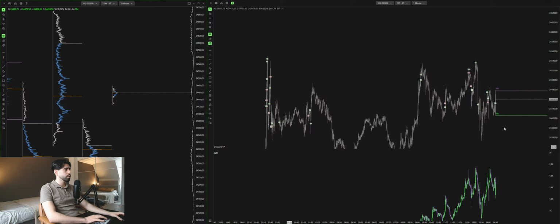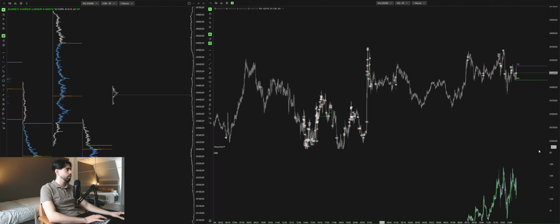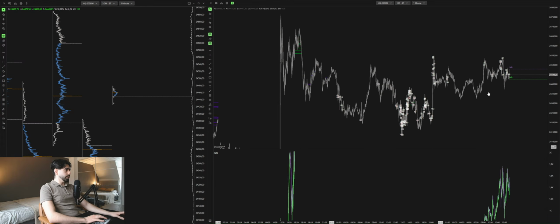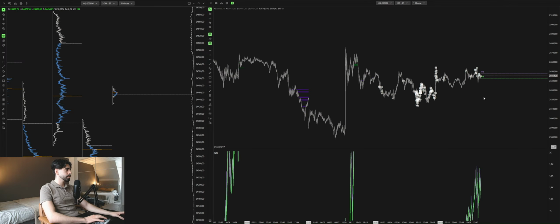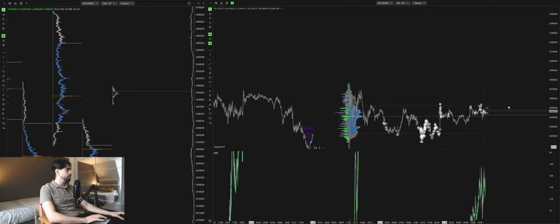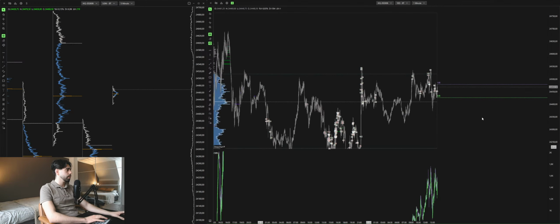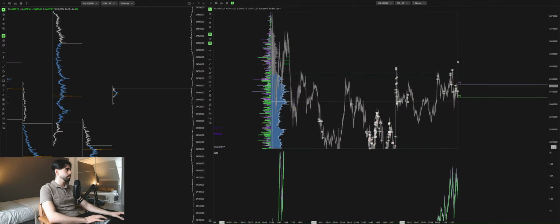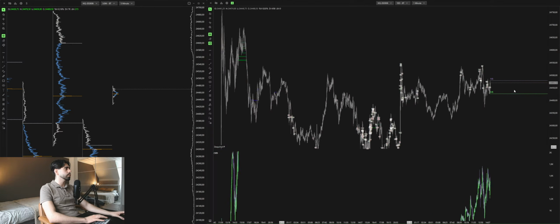Okay, we're at POC right now. Once again, look at this. Still in this chop. I don't know, I don't like this. Look at these low volume nodes right here. Will we rebalance them, or will we go up now? Okay, let's do this.